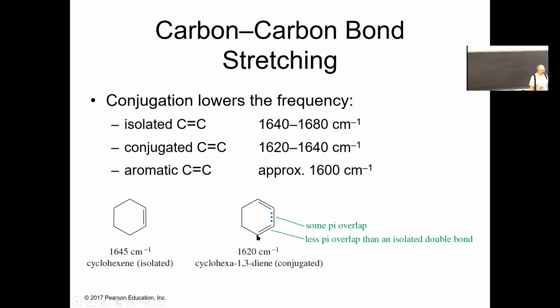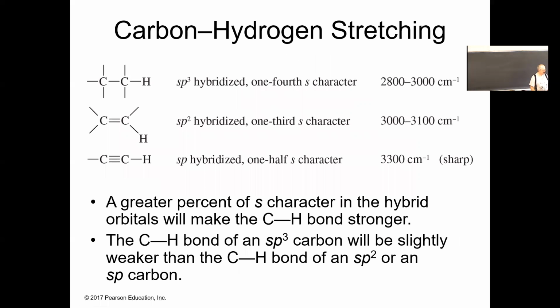If we have a conjugated diene such as this, these double bonds will have some single bond character, so they'll be longer than a typical isolated CC double bond, and therefore will have lower frequency.